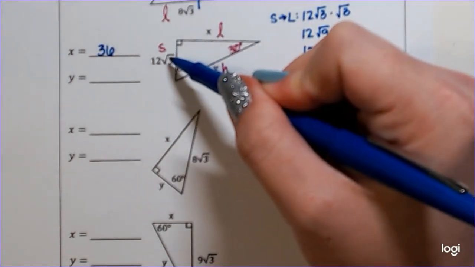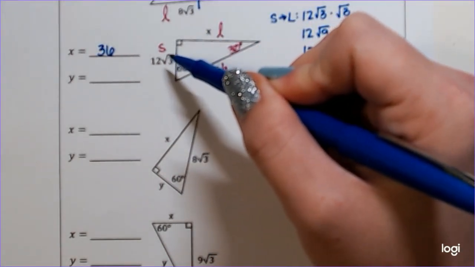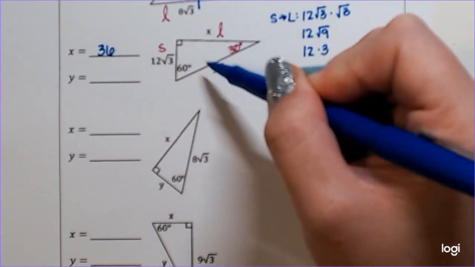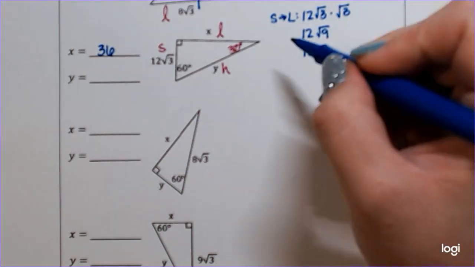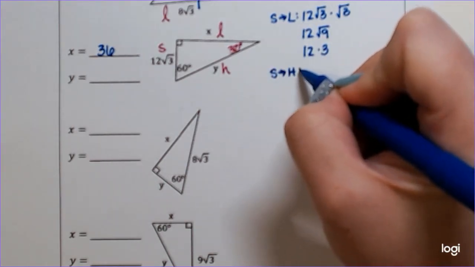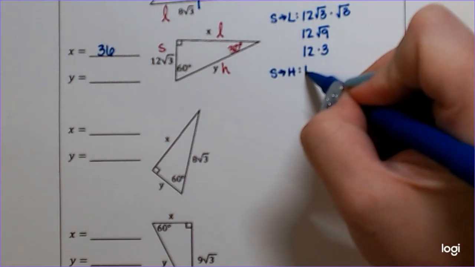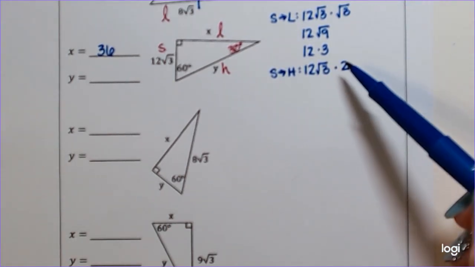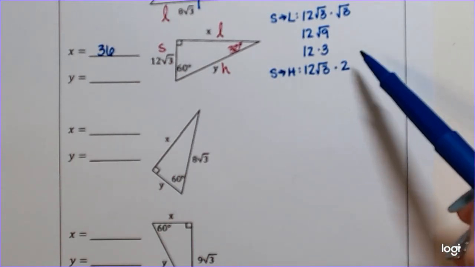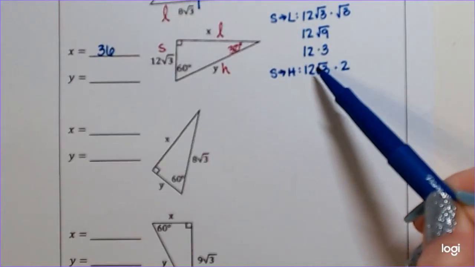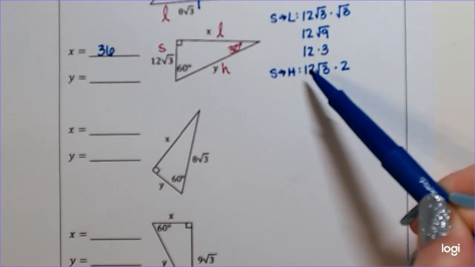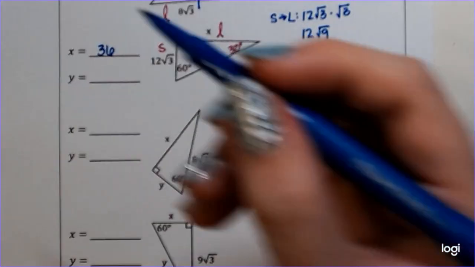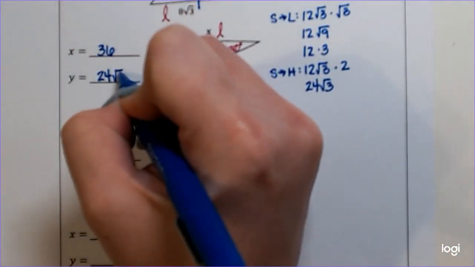Then we go back to the short. We use the short again because we only have rules to go from short to other sides, not long to hypotenuse. That's not possible. So we go short to hypotenuse. That rule says multiply by 2. Because this one does not have a square root or radical, so we multiply the numbers that are not underneath the square root together. And that just becomes 24 square root of 3. And there's nothing for me to simplify here, so that is actually my answer.